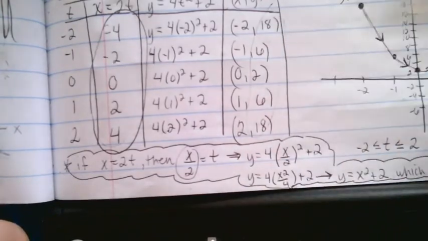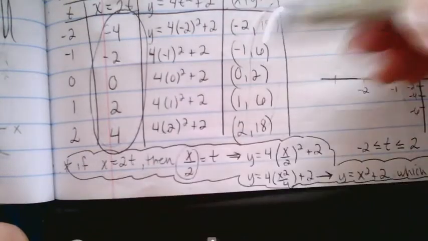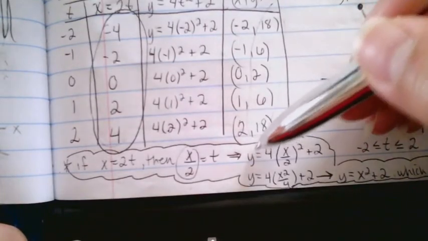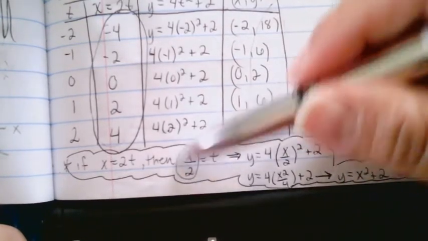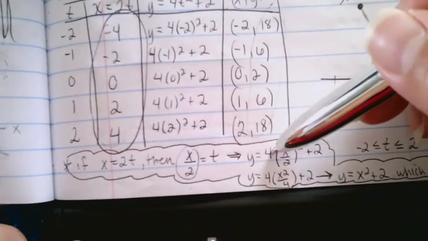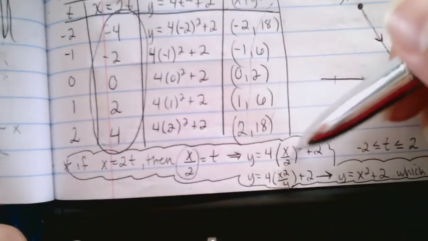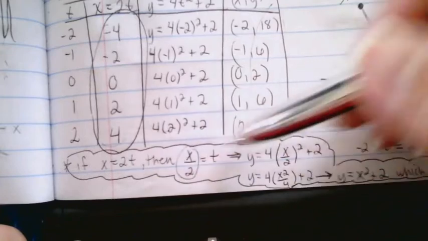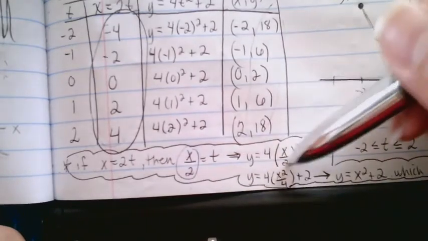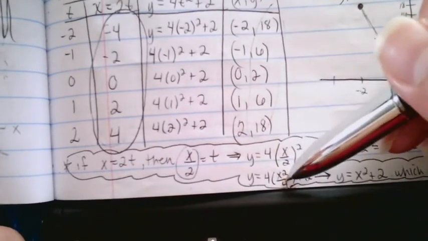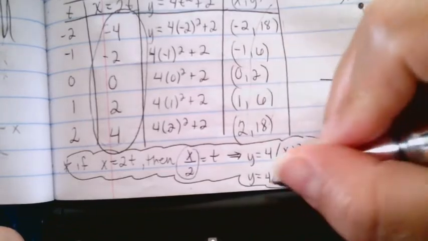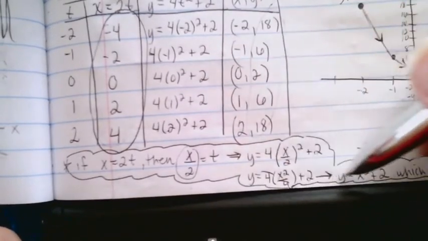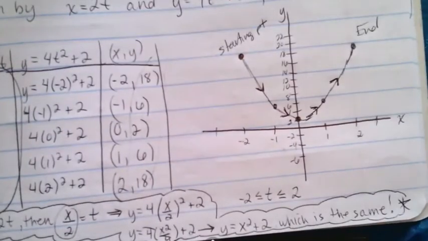This is what I meant earlier when I was saying combining. I hope it didn't confuse you there. But I'm going to combine these two by plugging in what t is equal to into y. So this was 4t squared plus 2. I'm going to plug it into t. So there's x over 2 squared, which is the same as x squared over 4. The 4's just give me a 1, so you're left with y equals x squared plus 2, which is the same picture that I have up here, sort of, right?